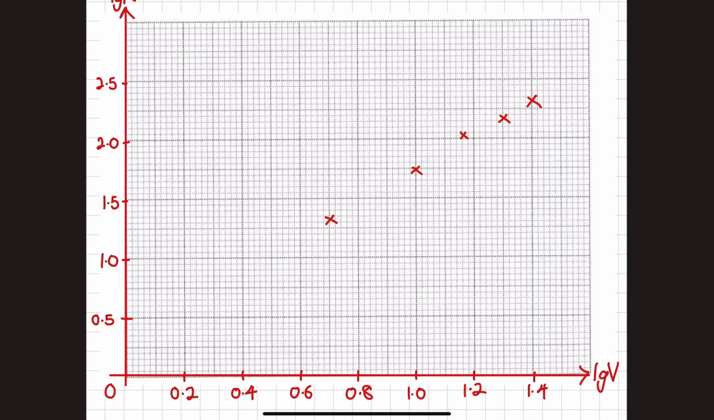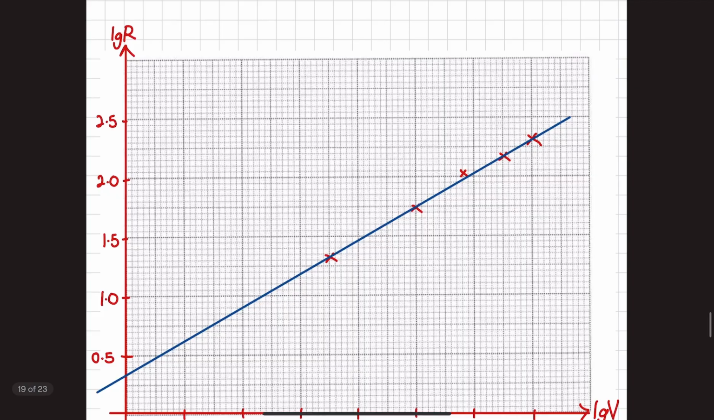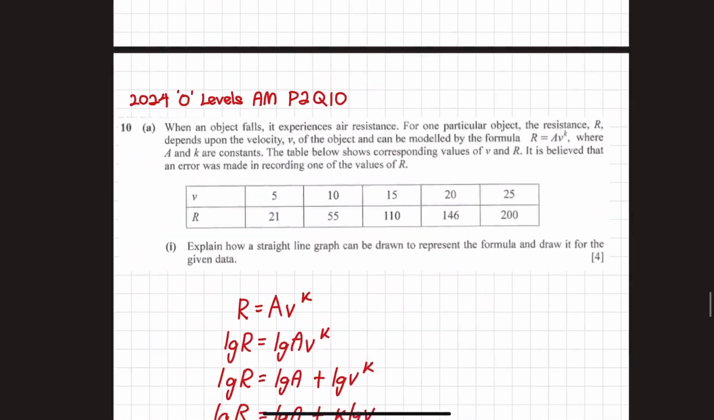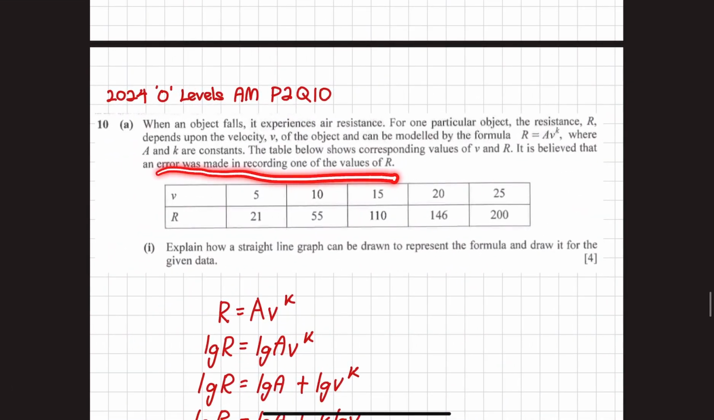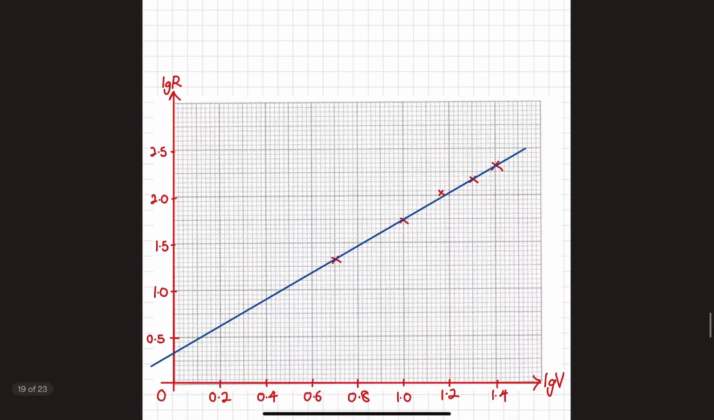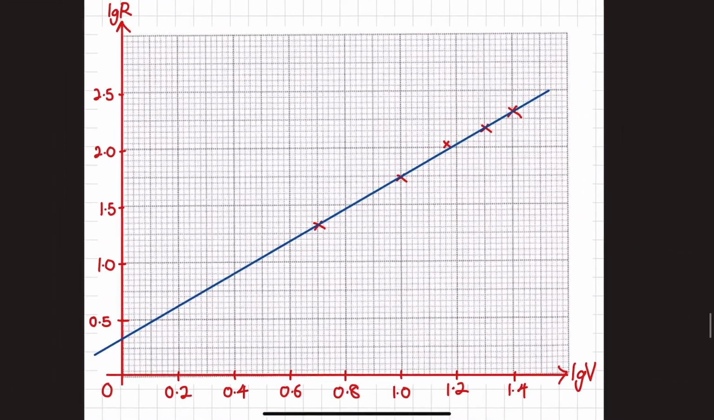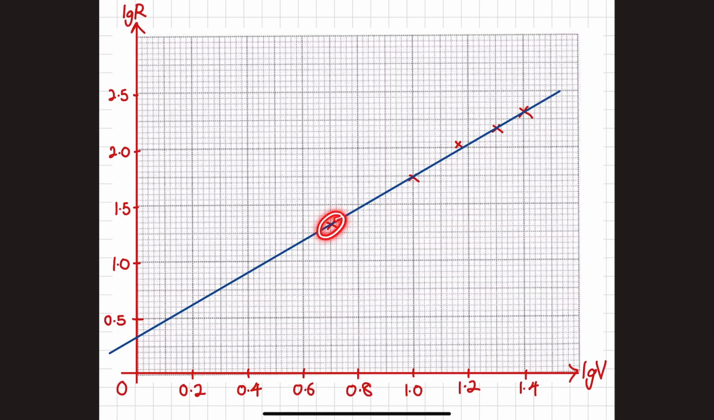Okay, therefore your last part is to simply draw a straight line that connects through the points. So if I draw a straight line using a ruler, you should get your graph to look something like this. You'll notice that in this graph, one point doesn't pass through because the context of this question says that there is an error made in recording one of the values of R, which means that one of the points will not fit the straight line. But if you plot very accurately and nicely, you should see that all the points pass through the line.